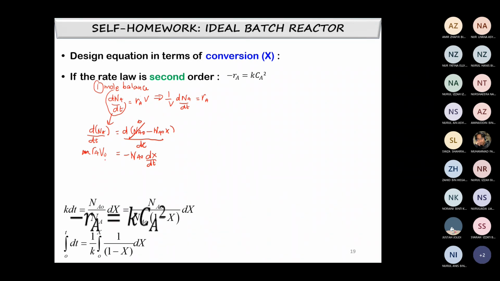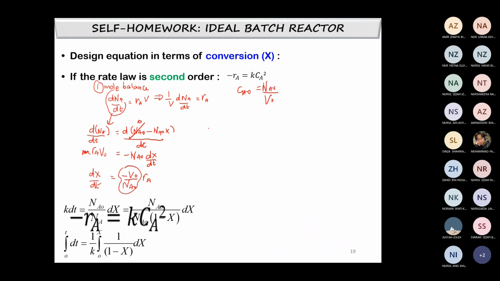Okay, so from there we want to change to X. So dX over dt. We bring this to one side, the left side. We will have negative V naught over NA naught times RA. Okay, so RA is actually kCA to the power of 2, negative kCA squared. And this one we can change into CA naught. Remember CA naught is equal to NA naught over V naught.